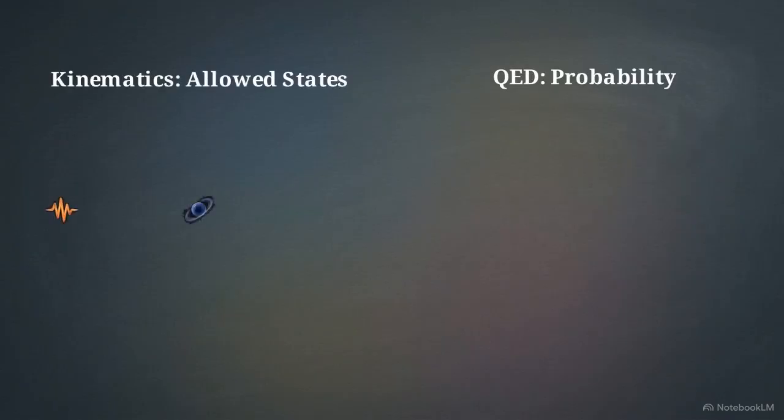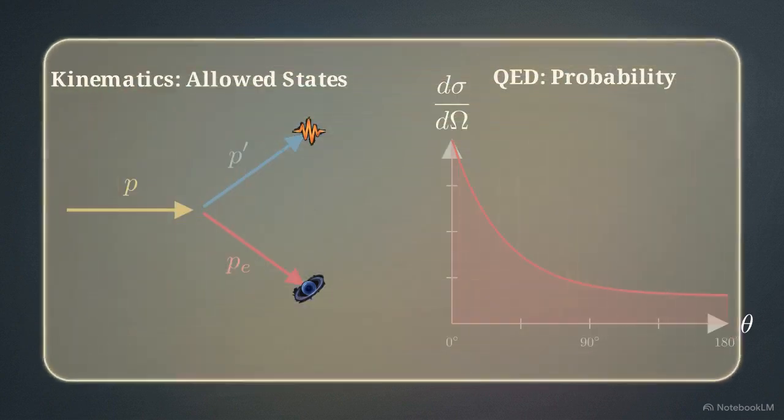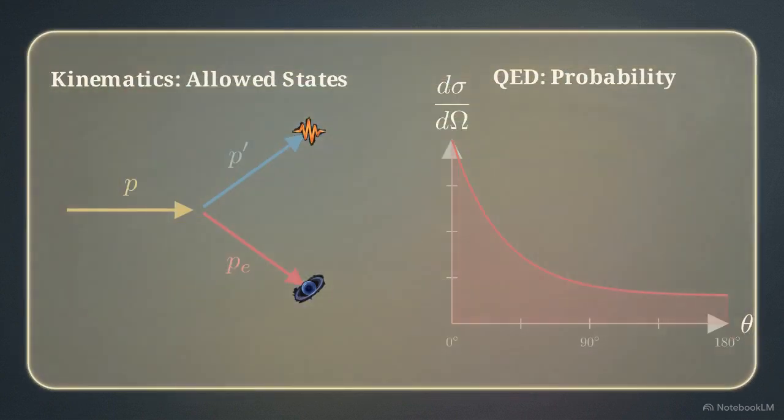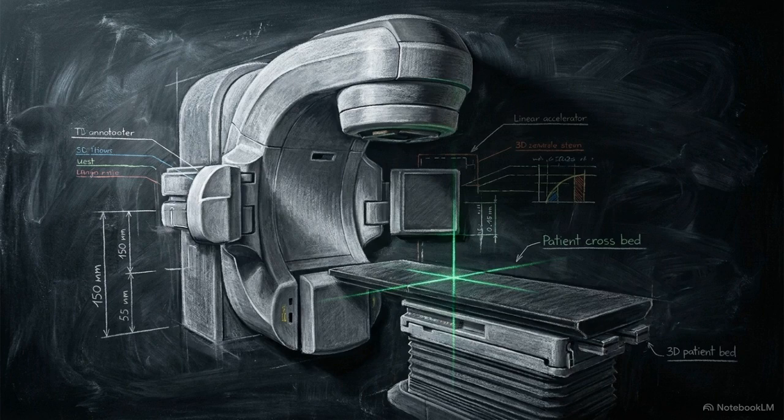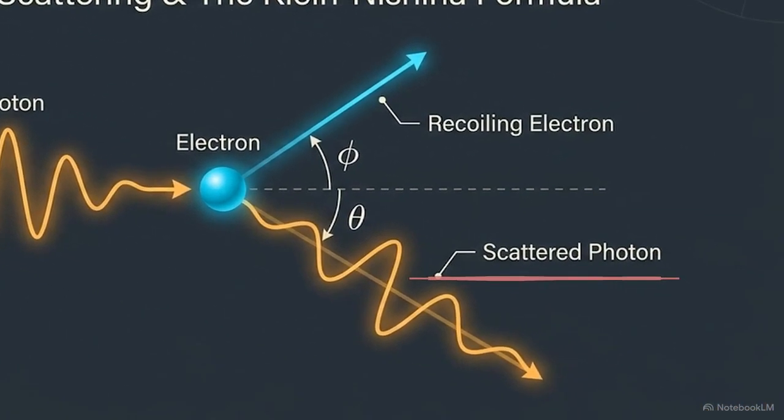To model this interaction precisely, we must synchronize relativistic kinematics, which defines the allowed energy states, with quantum electrodynamics, which provides the mathematical probability of each outcome. The massive scanners and linear accelerators of a modern hospital operate based on these specific subatomic probabilities. This interaction begins when an incident X-ray or gamma-ray photon strikes a target electron. The event leaves behind a lower energy scattered photon and a recoiling electron ejected from its original position.